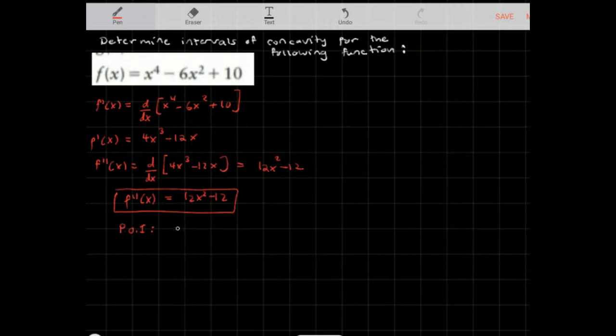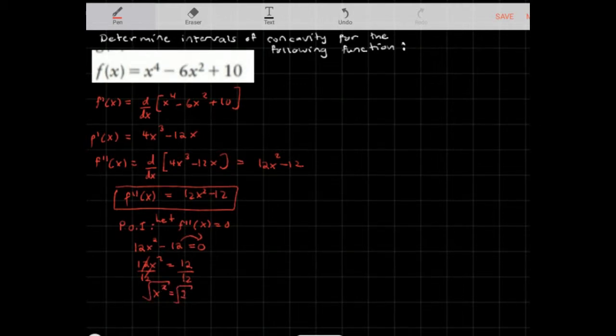Now, the point of inflection occurs when the second derivative function, f double prime of x, is equal to 0. So I'm going to let f double prime of x equal 0. You get 12x squared minus 12 is equal to 0. I'm going to move the 12 to the other side. 12x squared is equal to 12. I divide by 12 on both sides. X squared is equal to 1. To solve for x, I'm going to take the square root. The square and the square root cancel out, and x is equal to plus or minus 1.